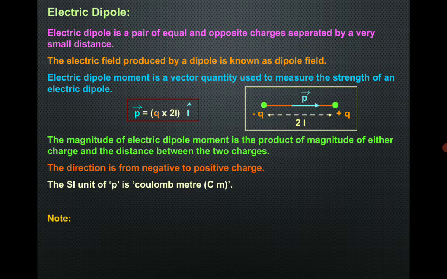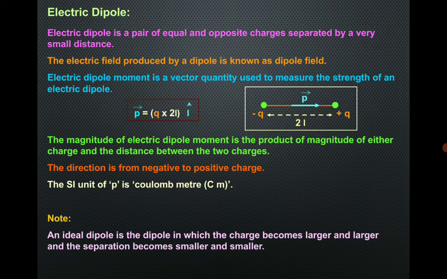Note point: an ideal dipole is the dipole in which the charge becomes larger and larger and the separation becomes smaller and smaller. It means the smaller the separation between the charges and the larger the magnitude of the charges, the better the dipole it will be. So that is called an ideal dipole.